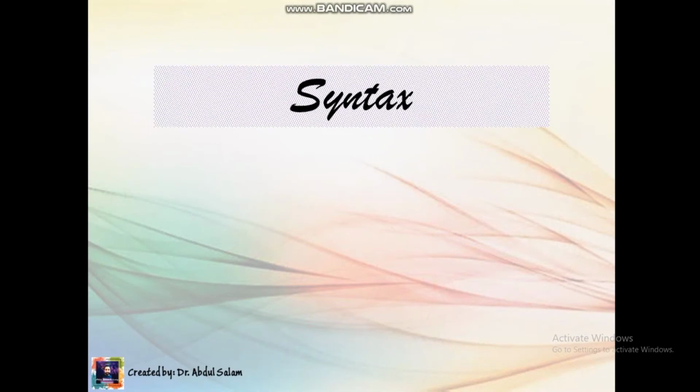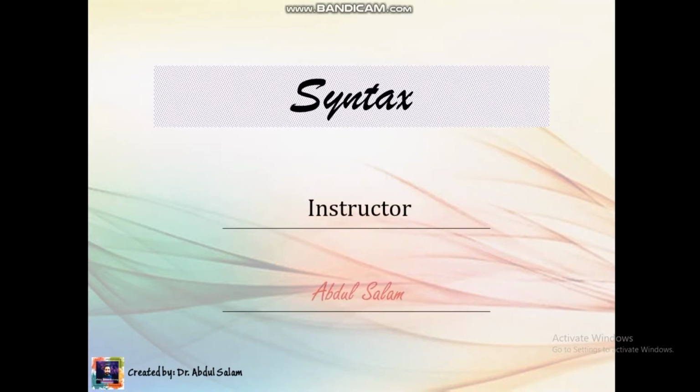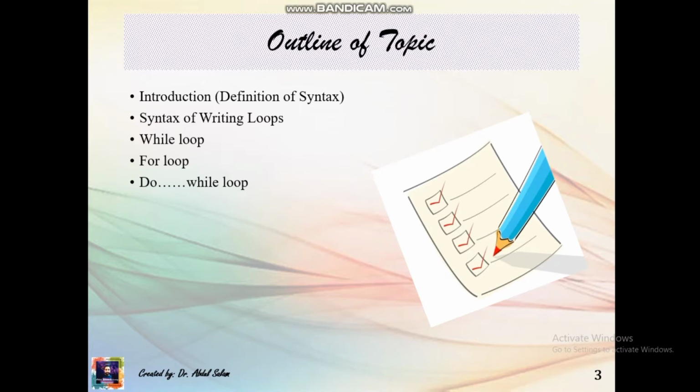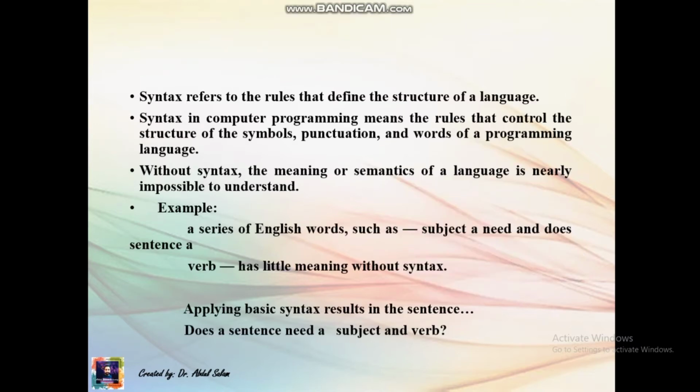Today I'm going to present the topic: the syntax of writing different loops used in computer programming in C++. The table of contents that we are going to discuss is: introduction, that is the definition of syntax; syntax of writing loops, the while loop, the for loop; next we have the do while loop and the nested loop, syntax of writing all these loops; switch statement, pointers, arrays, and all this.